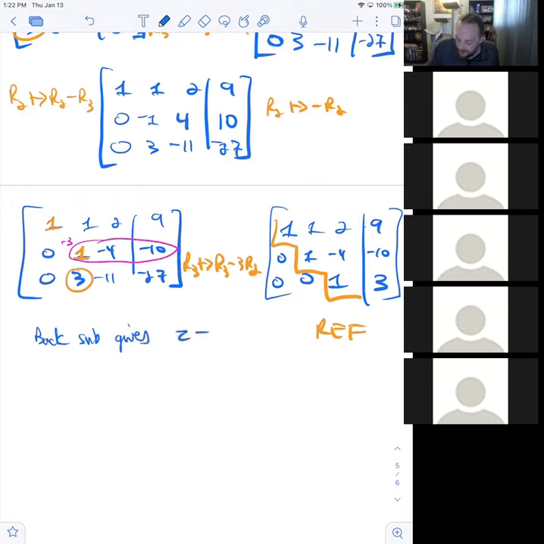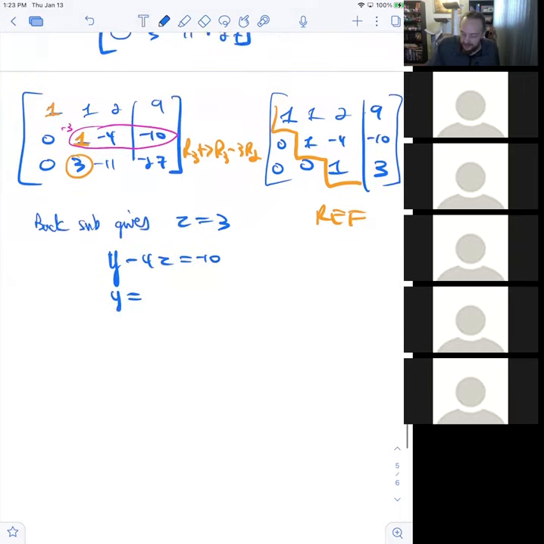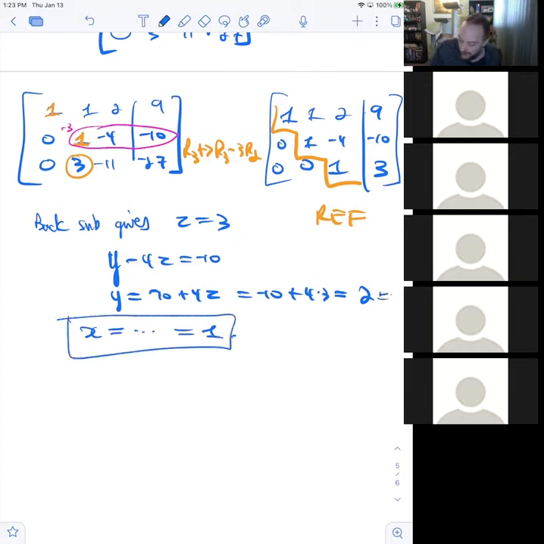First of all, it says z equals 3. This says y minus 4z equals -10. So y is equal to -10 plus 4 times z, which is -10 plus 4 times 3, which is 2. And then x turns out to equal 1 from the last equation. So you get x is 1, y is 2, and z is 3 is the unique solution.